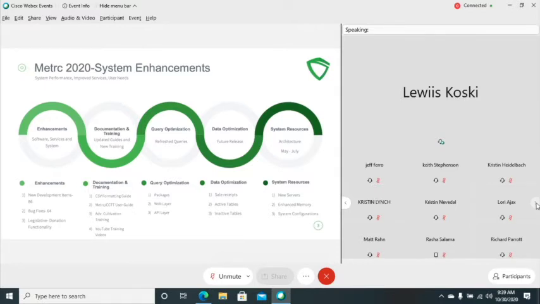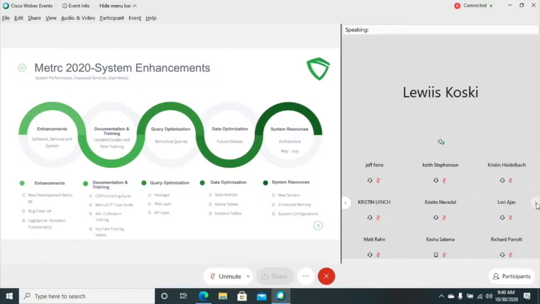Earlier this year, we were having some timing issues with loading packages into manifests, and it was taking considerable time. There's a number of reasons for that, one of which was that some of the queries that run in the background of the system really needed to be updated and refreshed, because as you do more and more development work in the system, some of those queries become less and less efficient.